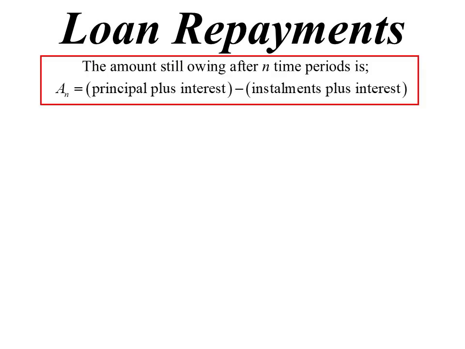Key idea: the amount you've still got owing after n time periods is that. It's always going to be that. The principal, or the amount I've borrowed, plus the interest applied to it, minus all the instalments I've made with the interest applied to it.